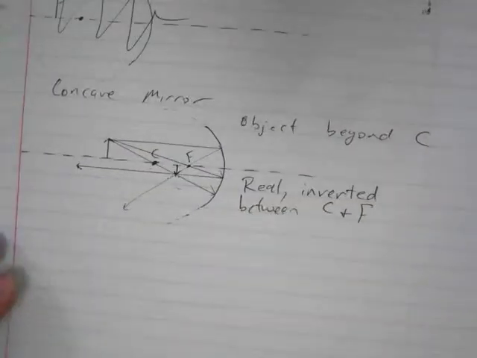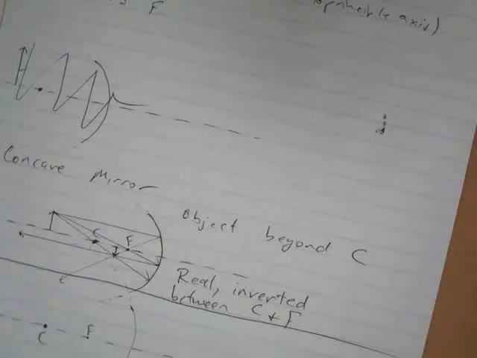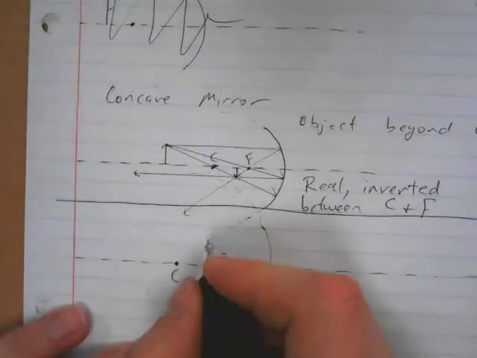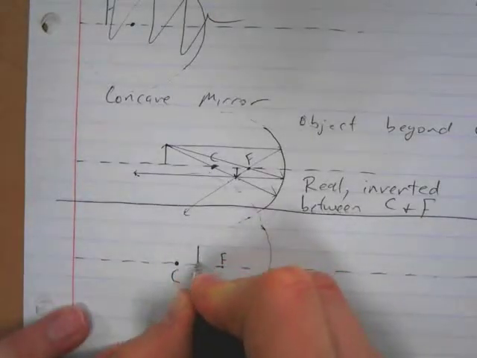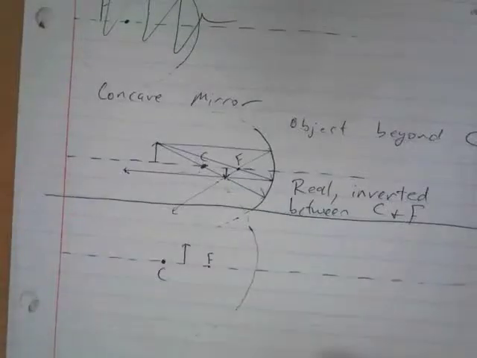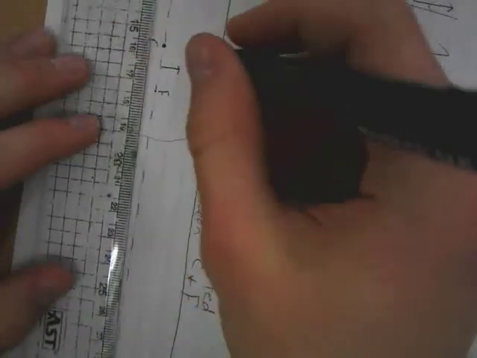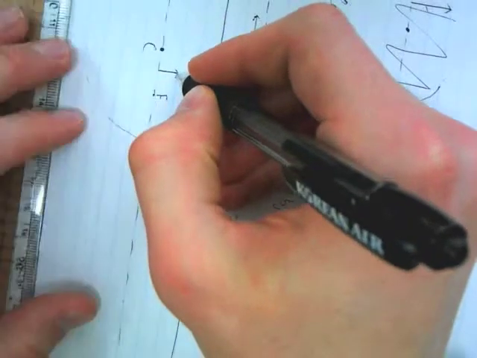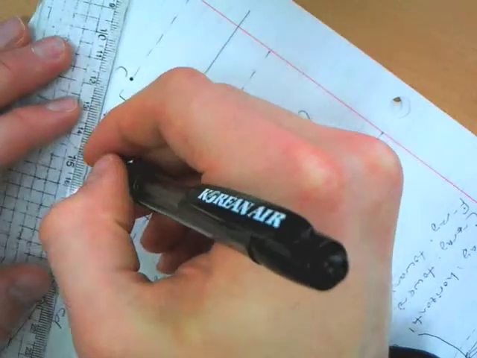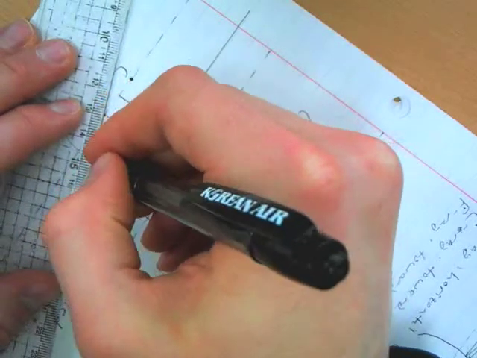Now let's take a second case. For our second case, we're going to put our object between the focus and the center of curvature and see what happens here. Well, first we have our P ray. It runs parallel to the principal axis and bounces off, passing through the focus. Alright, there's our P ray.